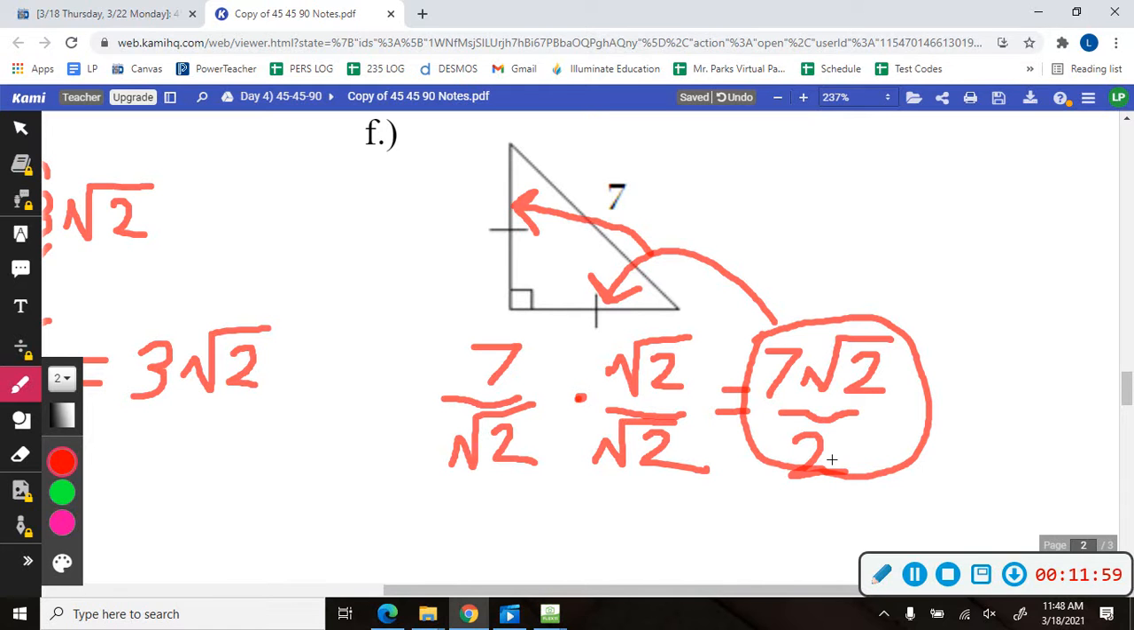You might also see that written as 3.5 square root of 2. You might also see it written like this. It's the same thing. You might see it written as 7 over 2 square root of 2. You might also see it written like this. But those are all the same thing. Because technically you could put the square root next to it. So those mean the same thing. You might see that written as 3.5 square root of 2. All the same.